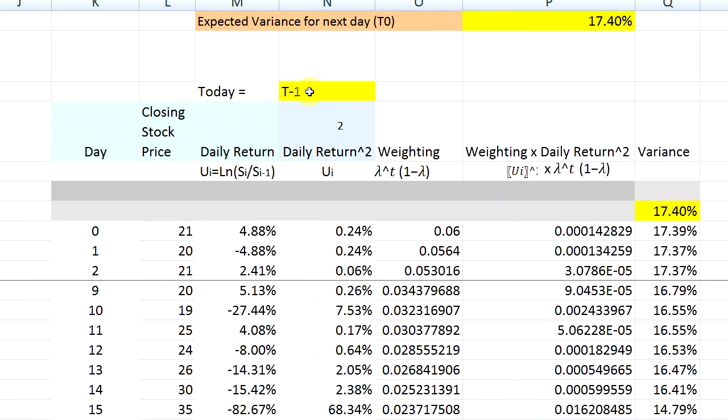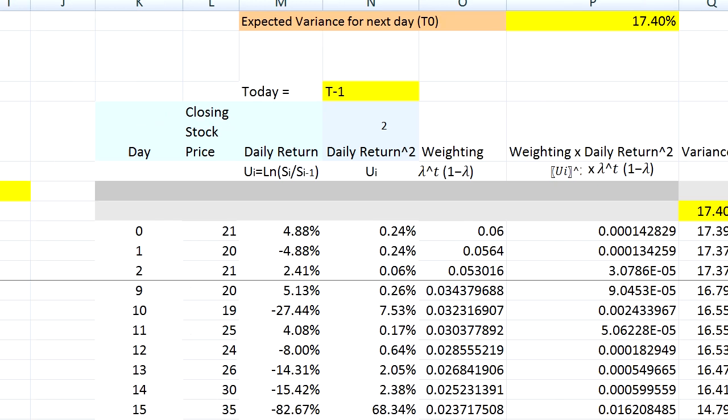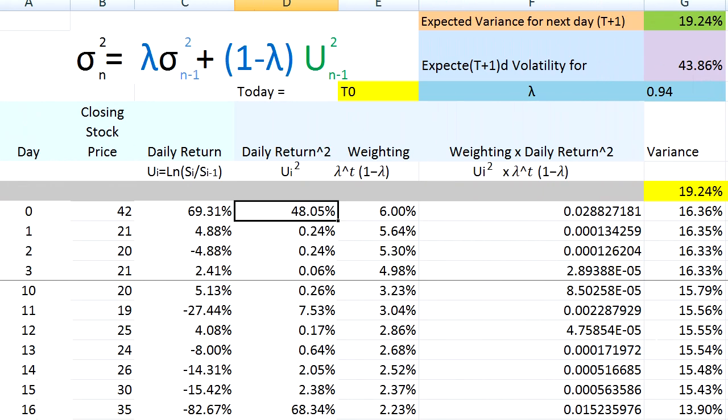On T minus 1, we would have done the same exercise. T minus 1 means we are here. Remember, this is T0, this is T minus 1. On T minus 1, we would have estimated the volatility for T0. So the estimated volatility for T0 is 17.4%. So you need this number, that's one input, the estimated volatility, 17.4%.